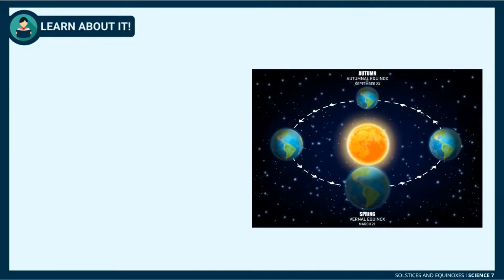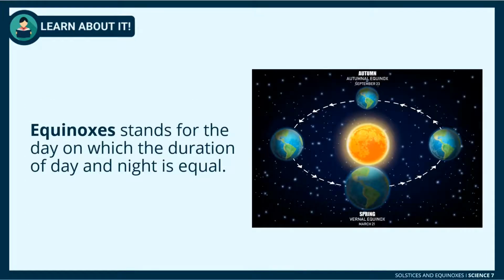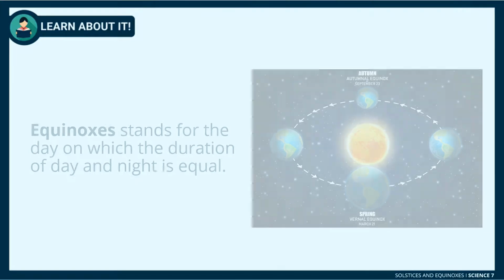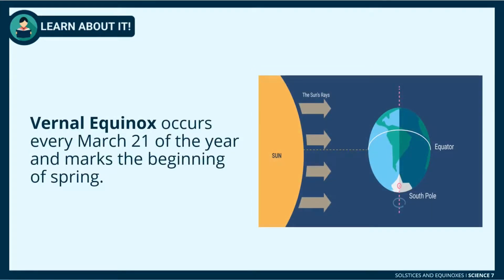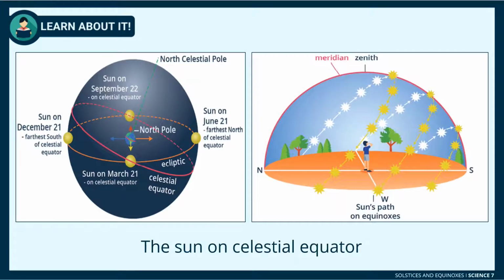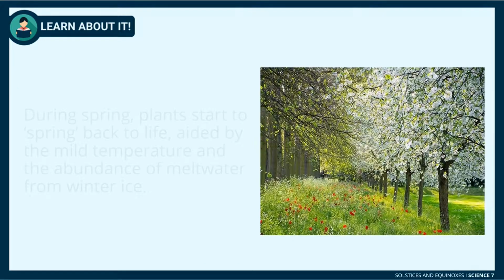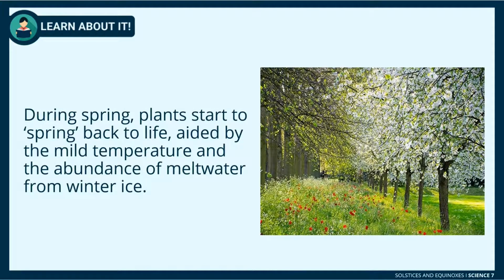Equinox marks the transition of the season to either autumn or fall. This also initiates the beginning of dates where day and night are equal. One of the equinoxes that happens every March 21 and marks the beginning of spring is the vernal equinox. The sun's position in the sky during this event is at the celestial equator, or appears overhead at noon. Spring is the best season for the plants to spring back to life, aided by the mild temperature and the abundance of meltwater from winter ice after several months of winter.